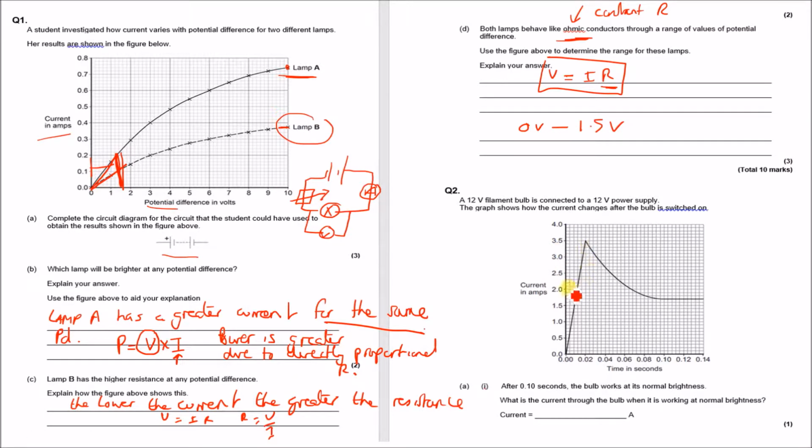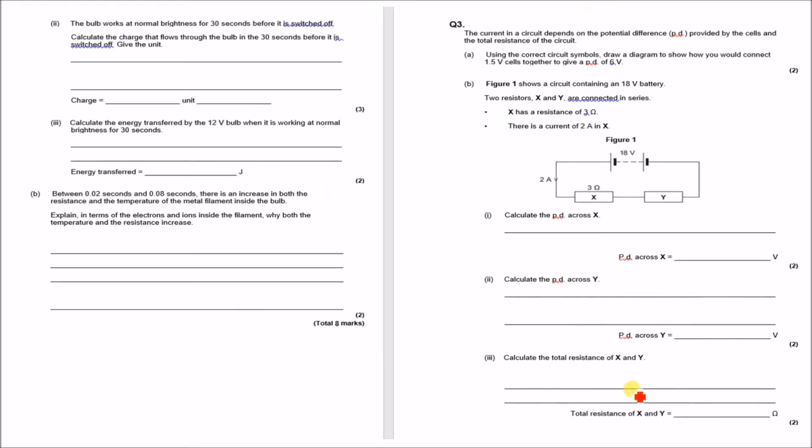Okay, so this is a filament bulb, and as you can see, when the filament bulb is switched on, the current surges a little bit, and then the current comes down a little bit, and then it normalizes, and this will be the current flow at normal working brightness. So it's asking, after 0.1 seconds, the bulb works at its normal brightness. What is the current through the bulb when at its normal? So we're looking for this here. Okay, and that's, if you draw a line across there, then you would have around 1.7 amps.